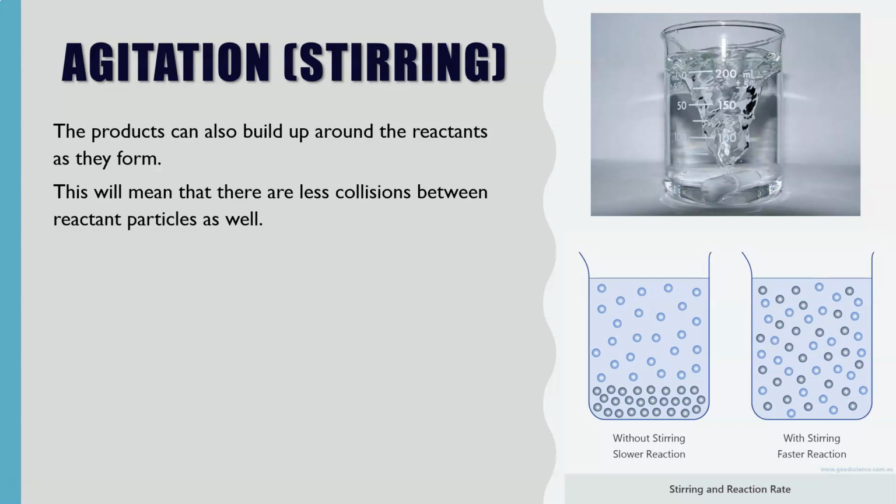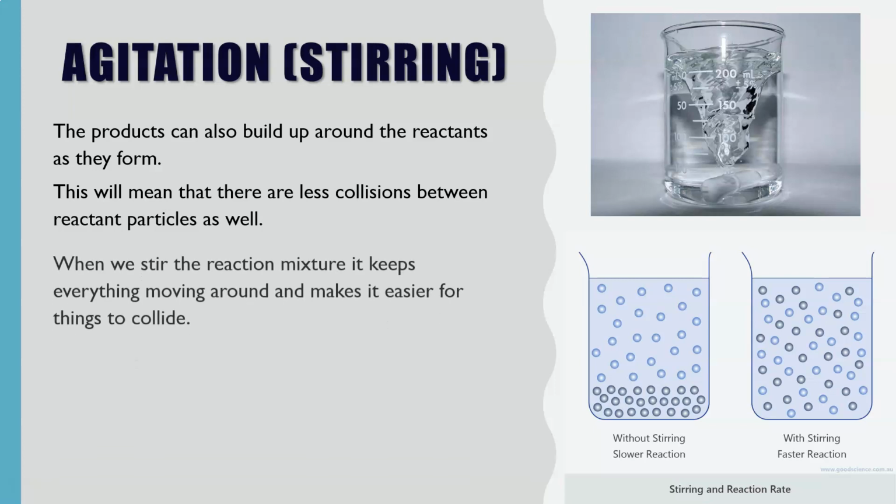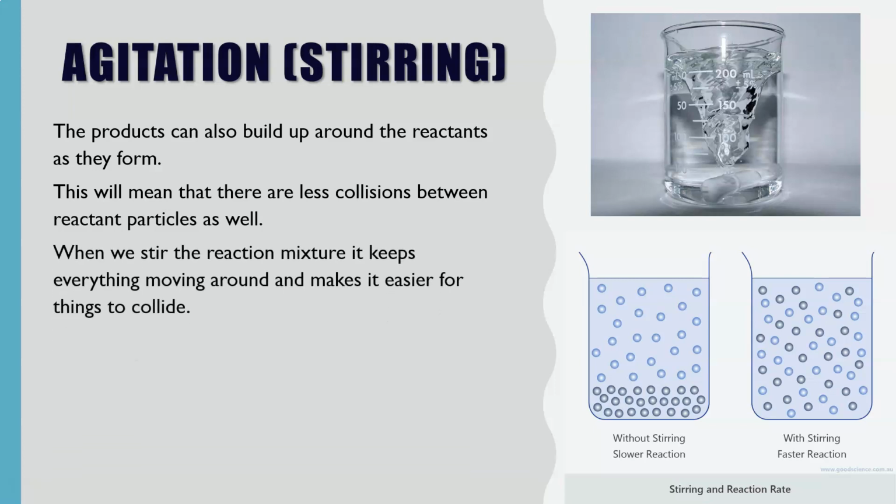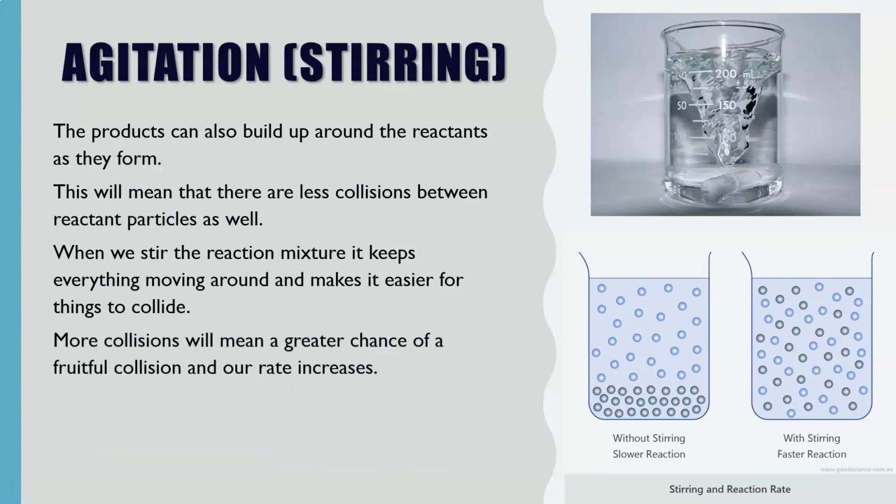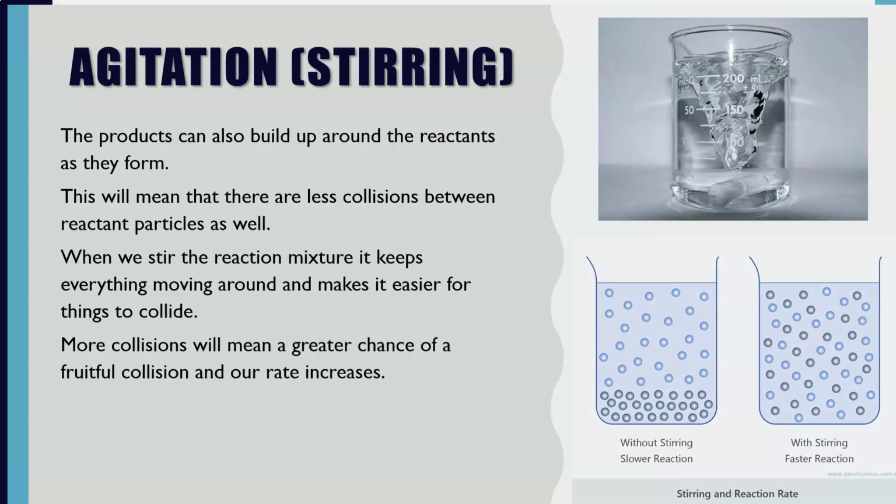So quite often you'll see that if you have a metal reacting with a liquid, the outside of the metal gets the product on it and then the reaction actually slows. When we stir the reaction mixture, it keeps everything moving around and therefore more chance of the reactants colliding. More collisions will mean greater chance of fruitful collisions, and therefore our rate of reaction increases.